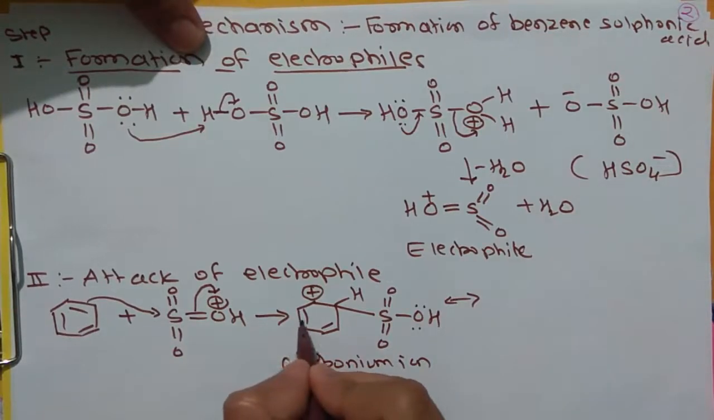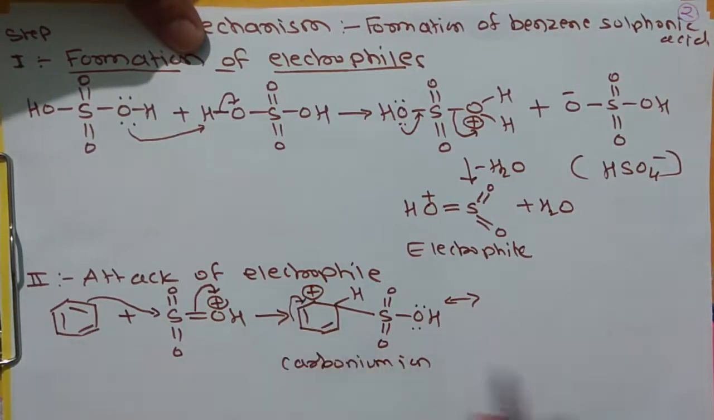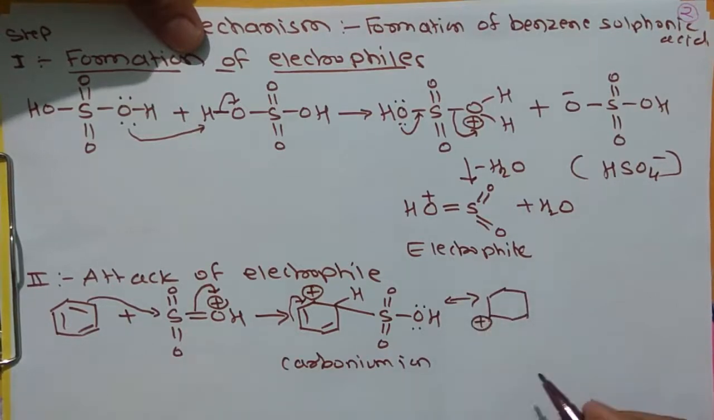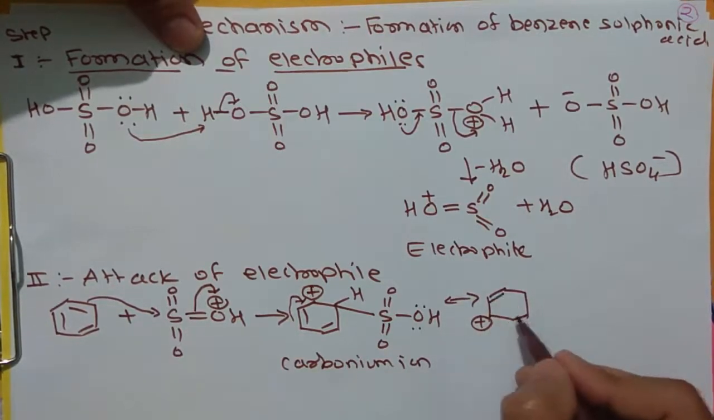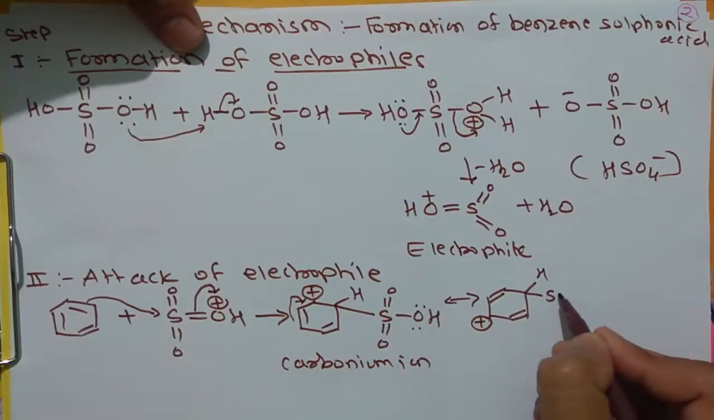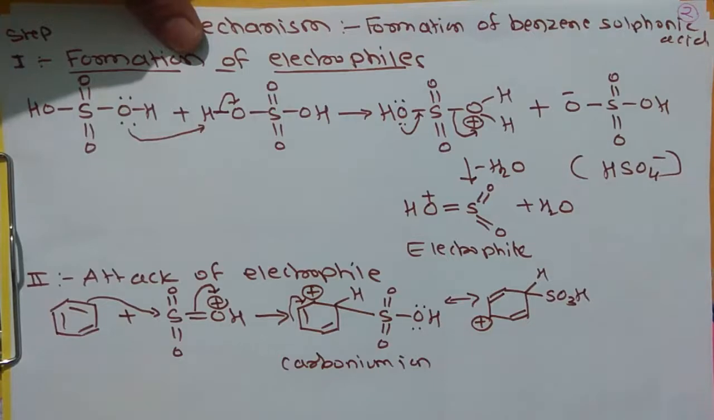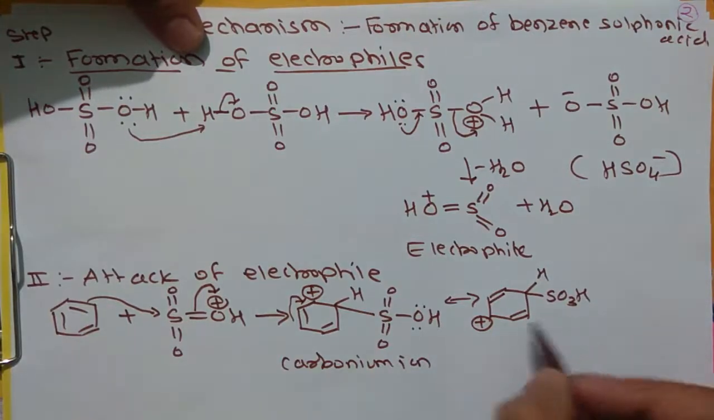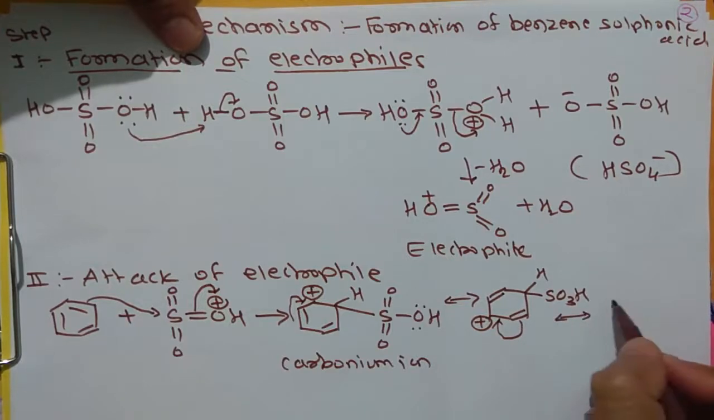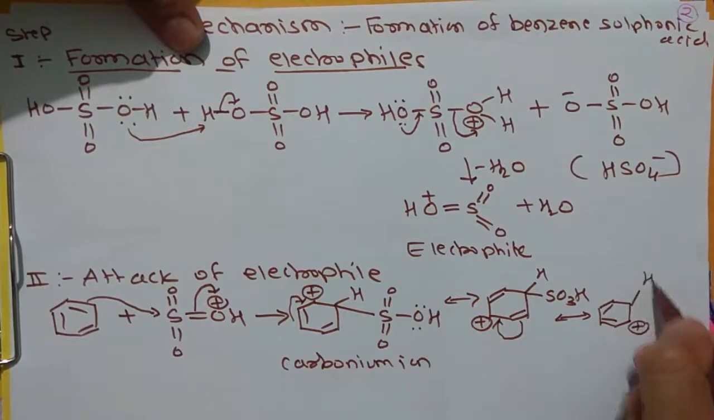Here the electrons can be moved, and the positive charge can be transferred here. Again double bond here, double bond here, and hydrogen, and here I can write SO3H in short. Then this pi electron can be transferred here, and the positive charge is resonance stabilized. Double bond here, double bond here, the positive charge is here, here is the H, here is the SO3H.